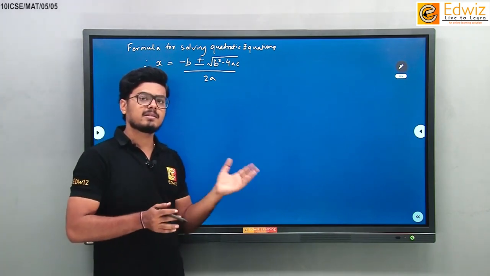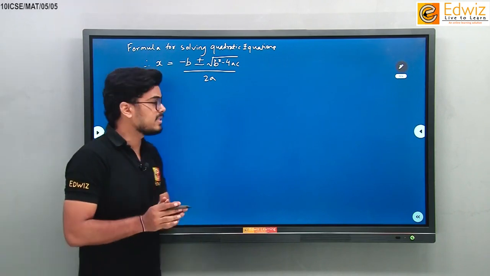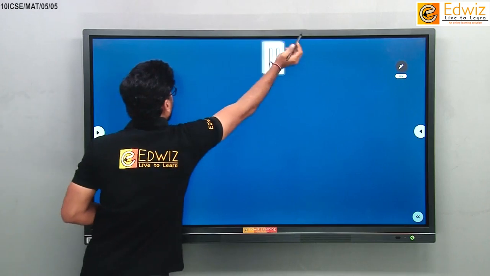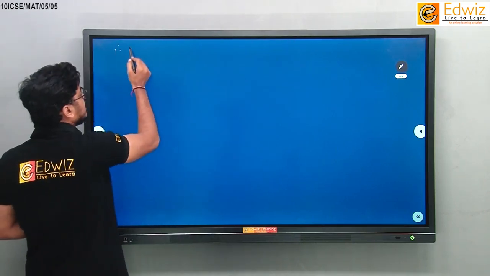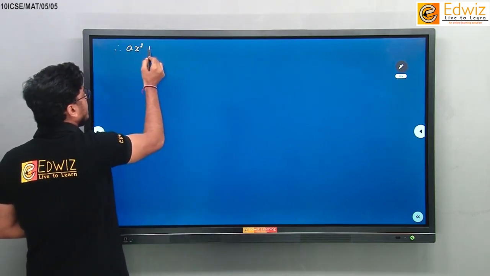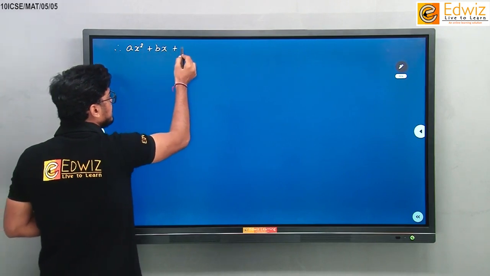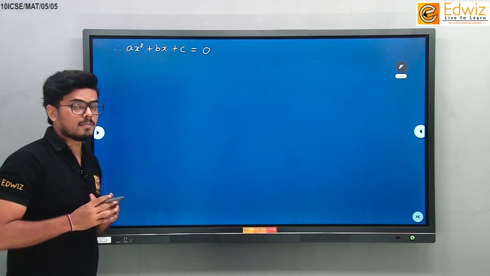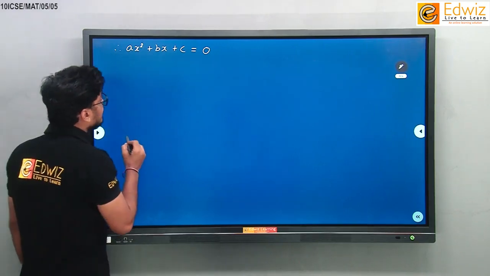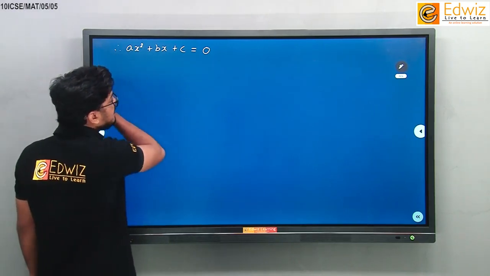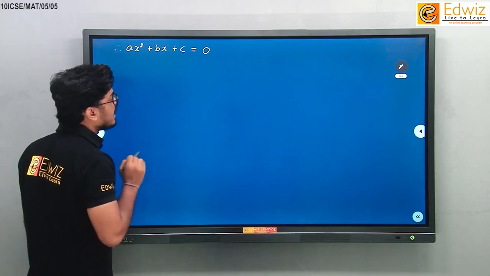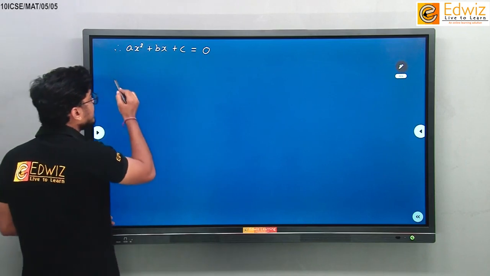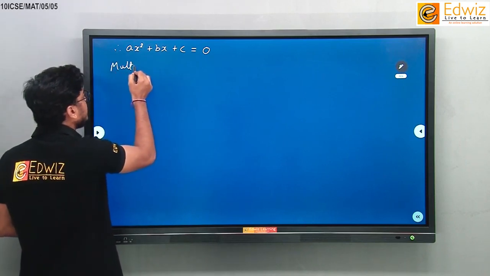Now let us see how this formula is derived. For that, we will start once again with the standard form. Okay. So the standard form of quadratic equation is ax square plus bx plus c equal to 0. Correct? This is the standard form. Now in this standard form equation, first I'll multiply the entire equation by 4a. Okay, the reason for that I'll tell you later.